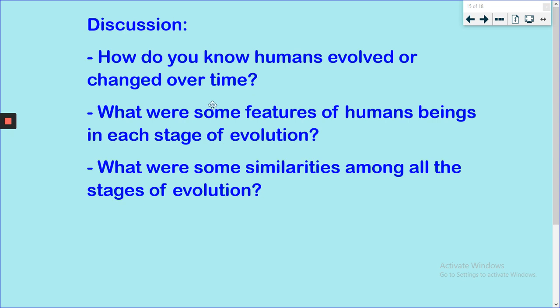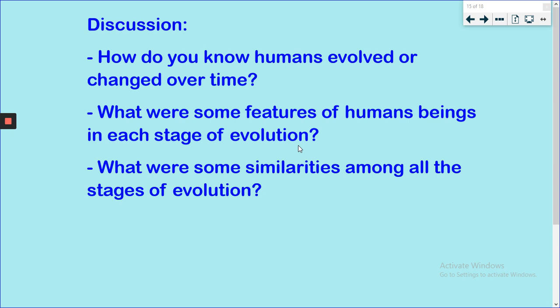Yes, good. Next question I'll ask to Arlena. What were some features of human beings in each stage of evolution, like stage one? Some of the features in such an age are our ancestors walked on all fours, and as they evolved, their backs started straightening up.